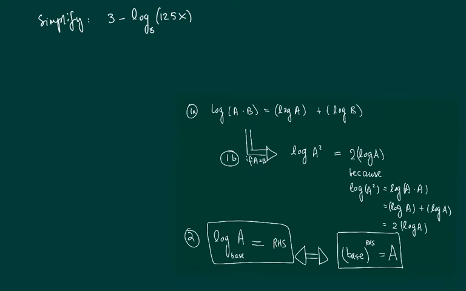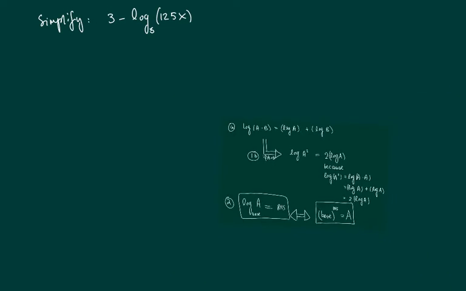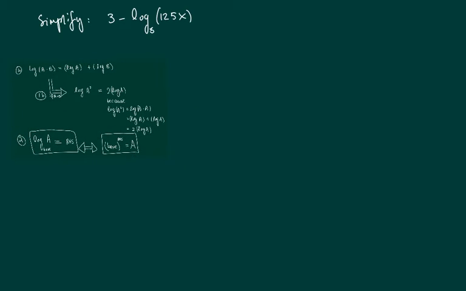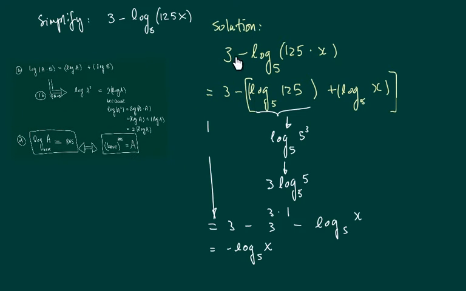So let's write up the solution. The solution looks something like this. We are going to use the property we discussed earlier, a times b, because it's 125 times x. That can be reduced, using the log property, to split into two logs adding each other. And this chunk over here, 125, we recognize as 5 cubed. We're going to use the property of this 1b over here.